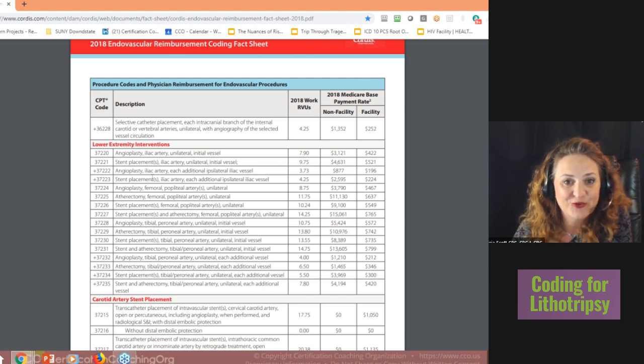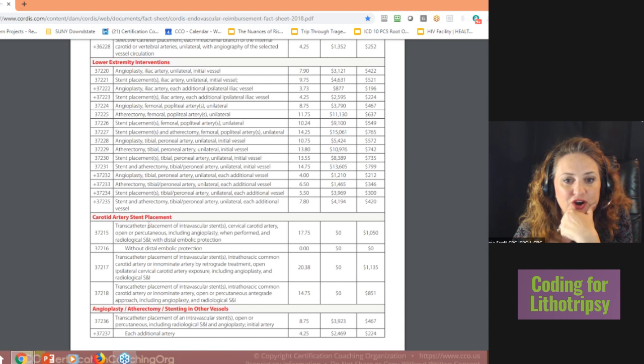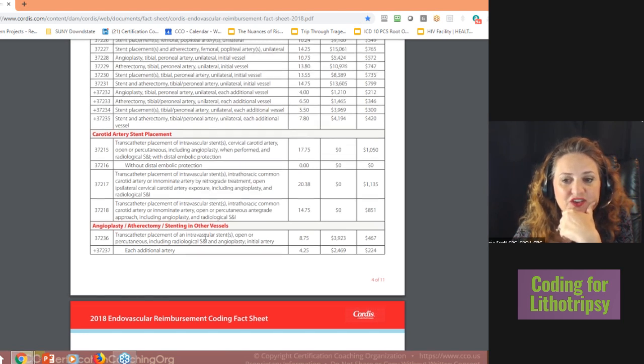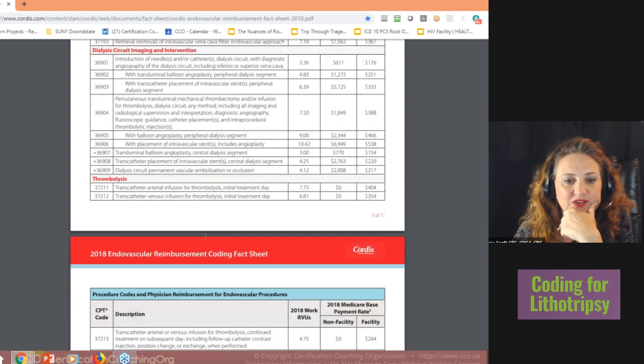right? So these are some of the things that'll be done that you might see: lithotripsy, carotid artery stent placement, angioplasty, atherectomy, stenting in other vessels. And I'm just not going to read all of these. Vena cava filters, thrombolysis, and all this stuff.